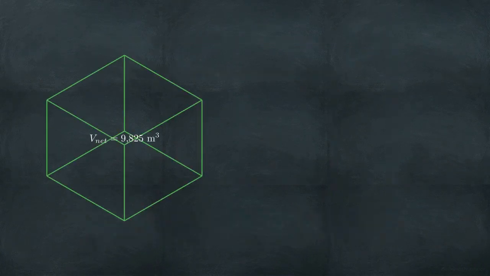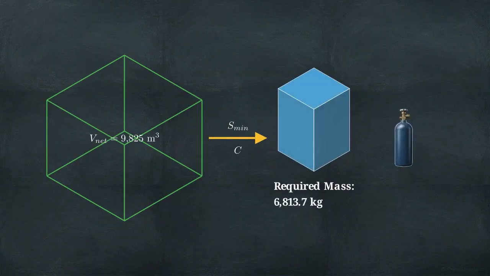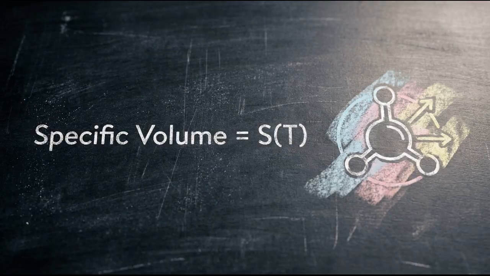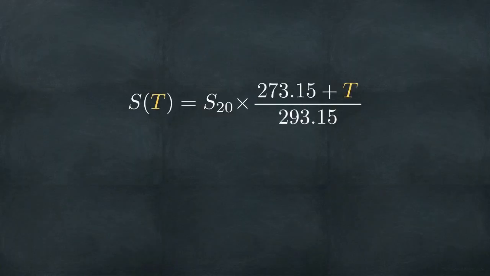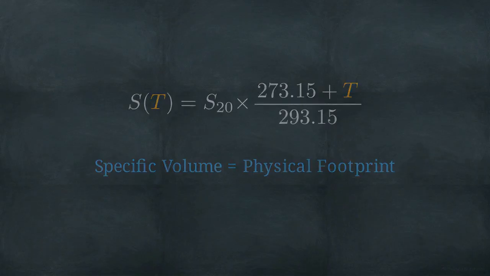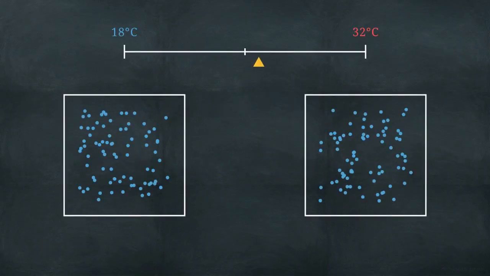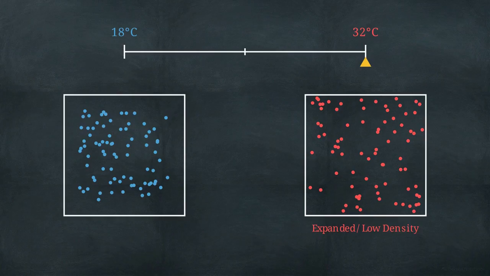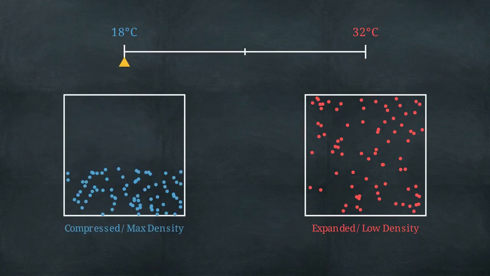With the net volume frozen, we must determine the exact mass of agent required. This requires translating the geometry of the room into the physical properties of the gas, using the specific volume equation. The specific volume of a gas, its physical footprint per kilogram, expands and contracts based on absolute temperature. Therefore, the equation must be corrected against the most extreme operational states of the room. For this data hall, we calculate against a minimum expected temperature of 18 degrees Celsius and a maximum expected temperature of 32 degrees.